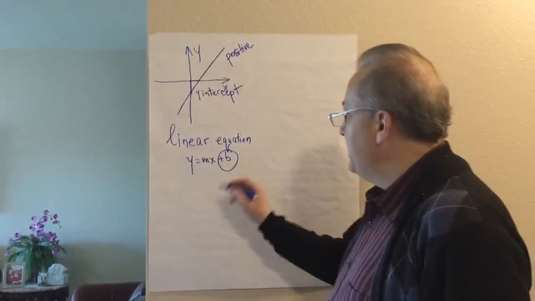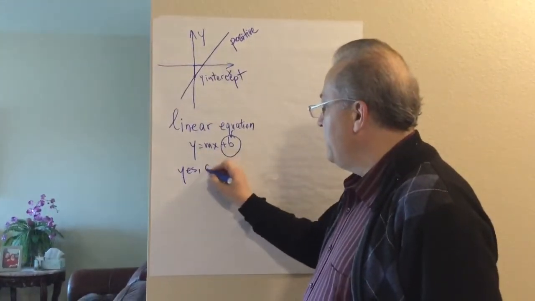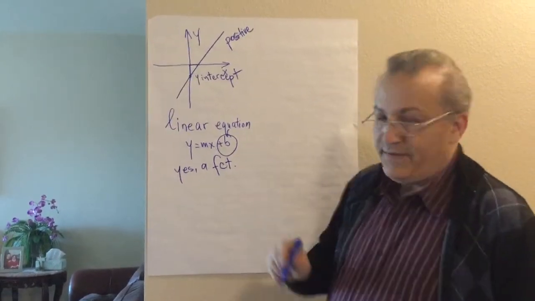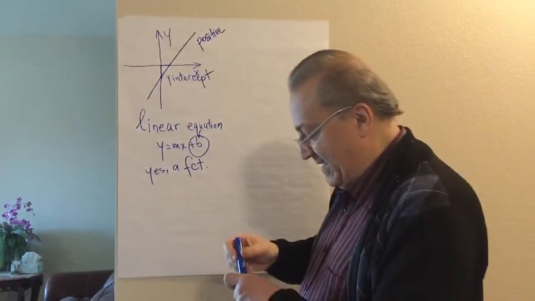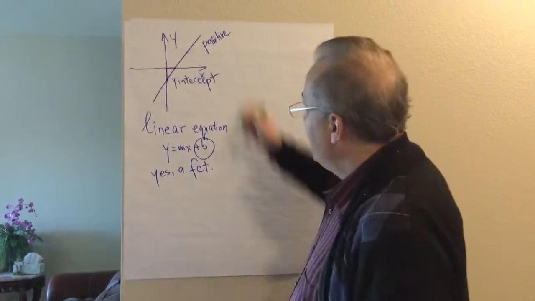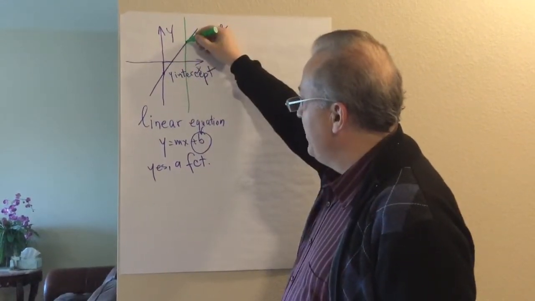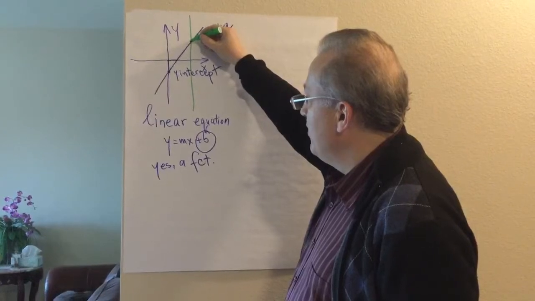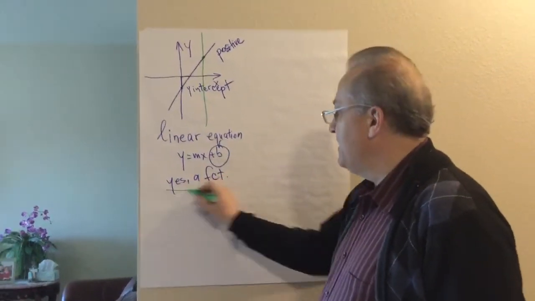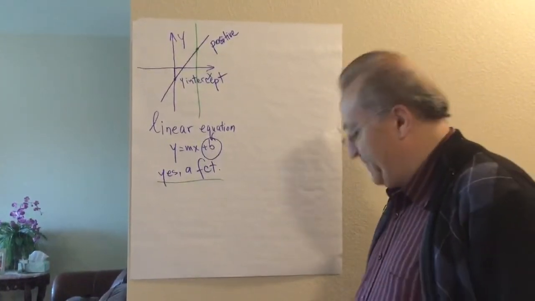And is it a function? Yes, a function. How do I know it's a function? If I use the vertical line test, so let me use a different color. I draw a vertical line. Does it touch more than one point? No, only one point right here. Therefore, yes, it is a function. Then you had the quadratic.